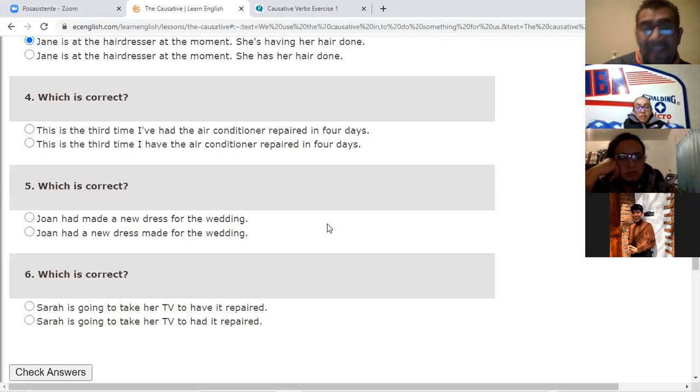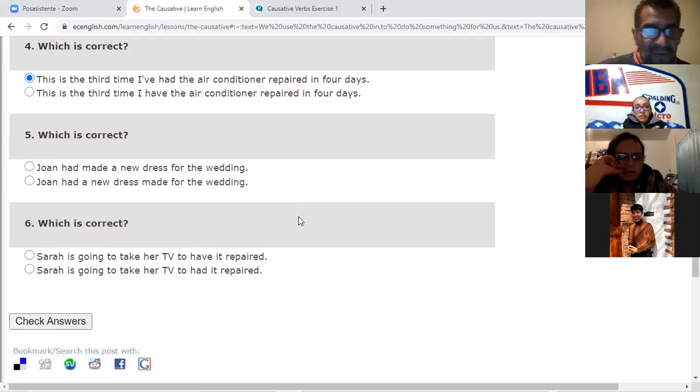Perdón, el presente. Qué básico, ¿no? Esta es la tercera vez que yo he mandado a reparar el aire acondicionado en 4 días. Ajá. And in the second, you are not saying the same idea. So in my opinion, I think the first one is the correct answer, but we check, okay? Don't worry, maybe I'm incorrect.